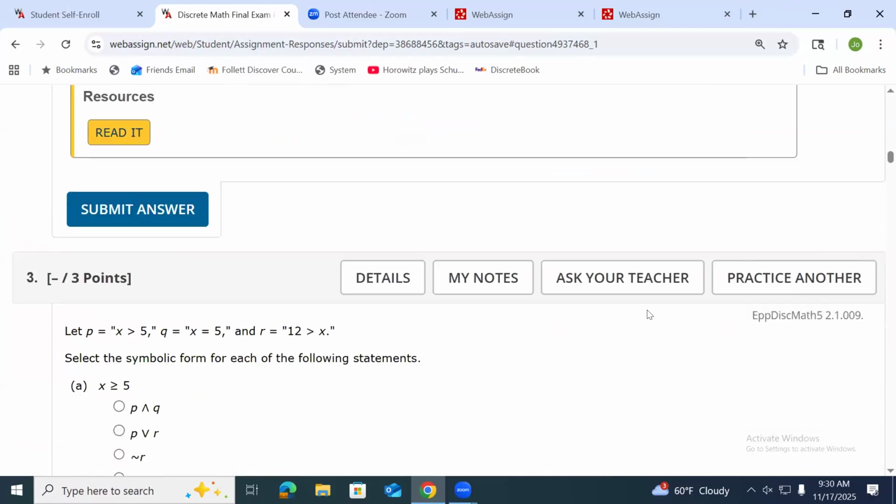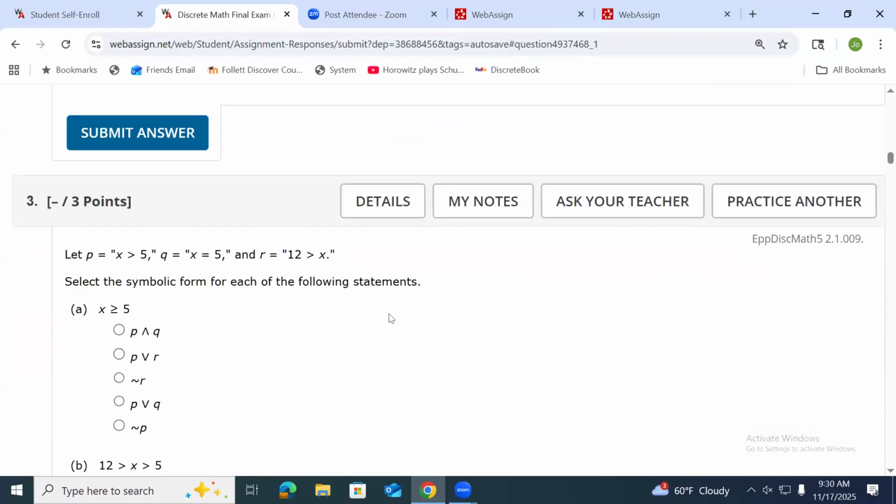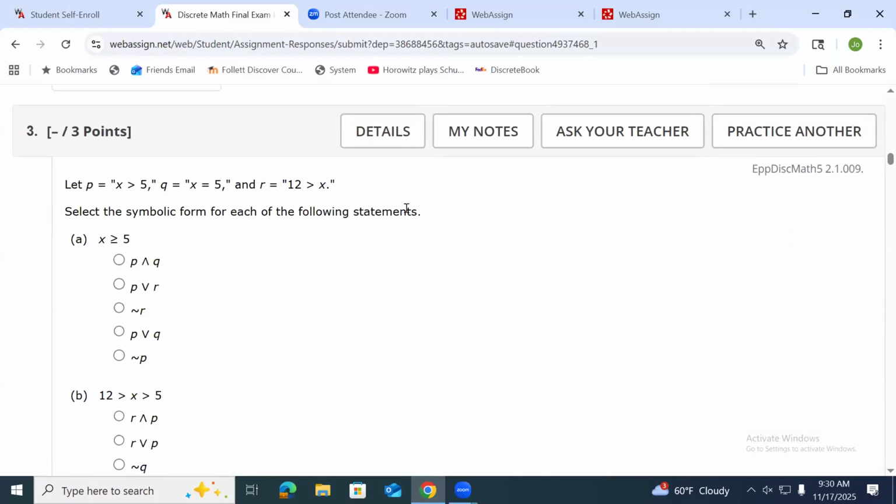Okay, now question 3. Select a symbolic form for each of the following statements. X is greater than or equal to 5. So X is greater than or equal to 5 represents which two of those statements?